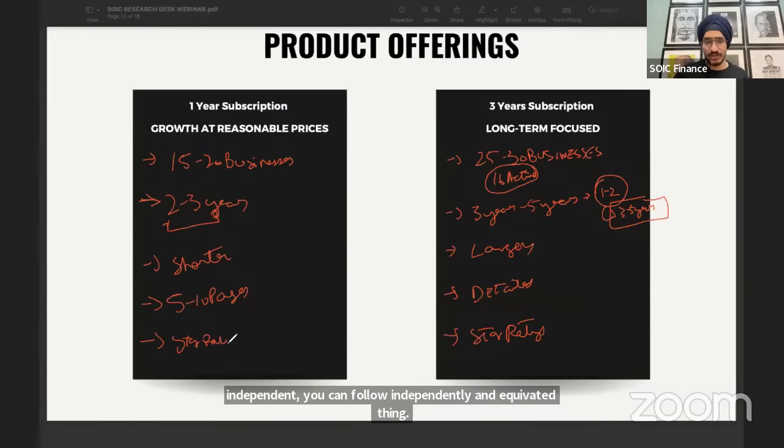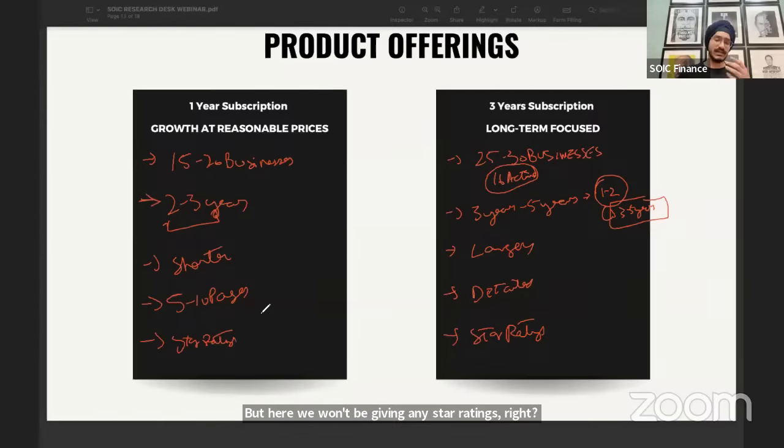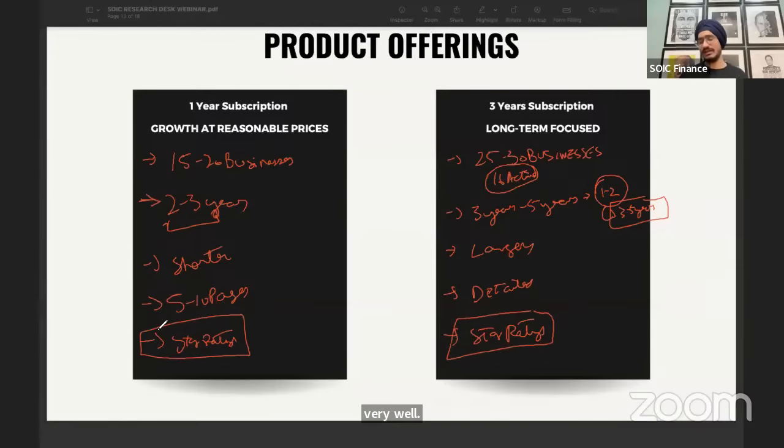Here the idea is to give you different businesses which might do very well in the next 2 to 3 years. Here we'll be giving star ratings, but here the idea is to have 20 stocks in the recommendation universe, and that 20 number will be fixed. So these will be the major differences between the products.